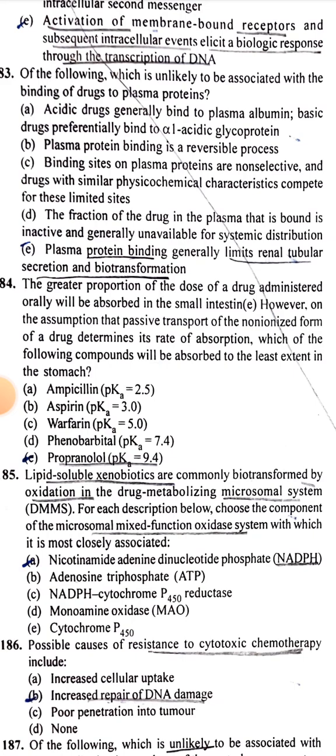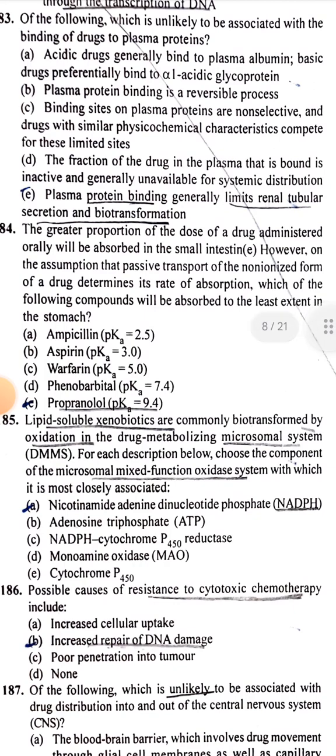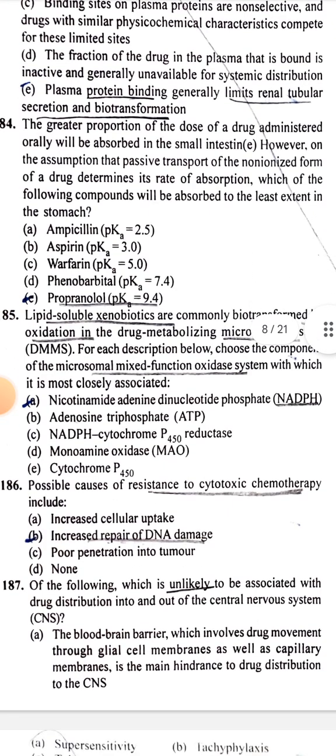The greater proportion of the dose of the drug administered orally will be absorbed in the small intestine. However, on the assumption that passive transport of the non-ionized form of the drug determines its rate of absorption, which of the following compounds will be absorbed to the least extent in the stomach? That is propranolol with pKa 9.4.